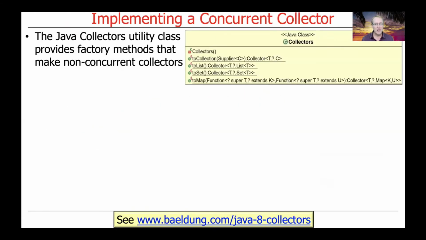So if you take a look at the Java Collectors utility class, if you remember, a utility class is a class that has static methods, typically a private constructor, it's usually final, and it has no non-static state or fields in it. It provides a number of factory methods that make non-concurrent collectors. So toList, toSet, toMap, toCollection, and so on and so forth.